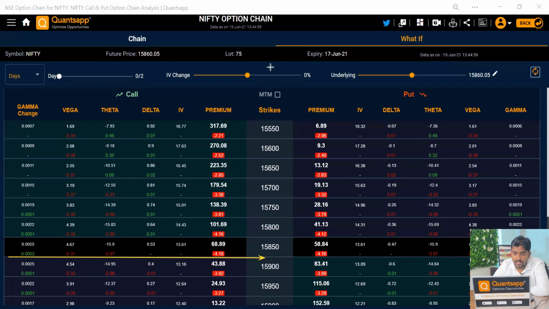The 15,900 call option has a delta of 0.4. What does that mean? If there is a 100-point change in the Nifty from this value, which is 15,860 as of now, and the premium is 43 rupees, then the premium will change by 40 rupees. That means it will become somewhere around 80 to 85 rupees.